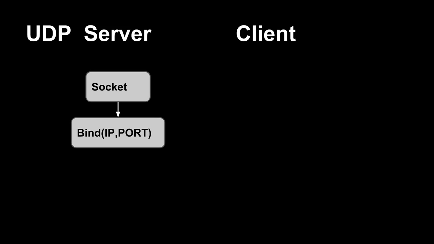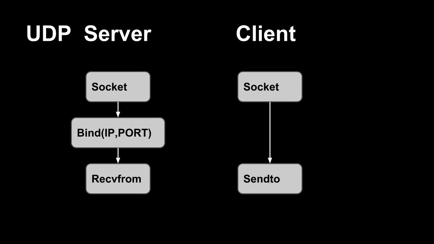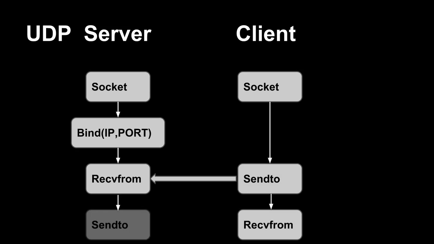If binding was successful, we are ready to receive messages, using recvfrom, which will wait until a client sends a message. Meanwhile, the client obtains its own socket ID. It does not need to reserve an IP or a port number, the operating system will take care of that. Knowing the remote IP and port number, the client can send a message using the sendto system call. Then it can choose to wait for a response from the server.